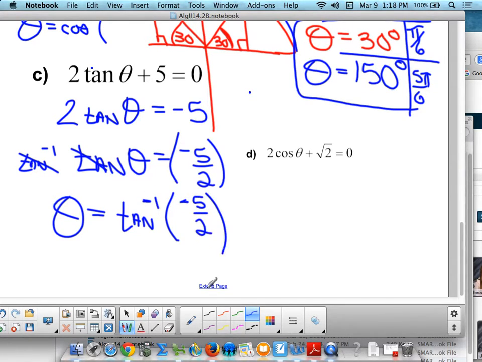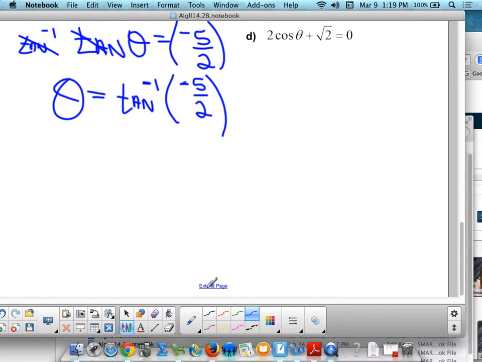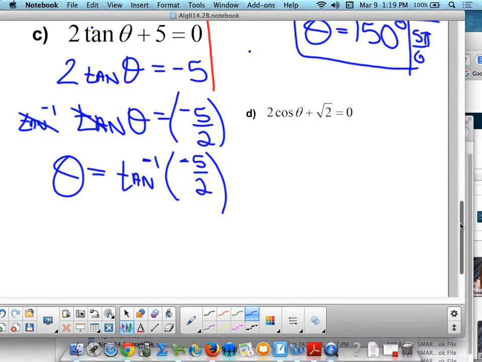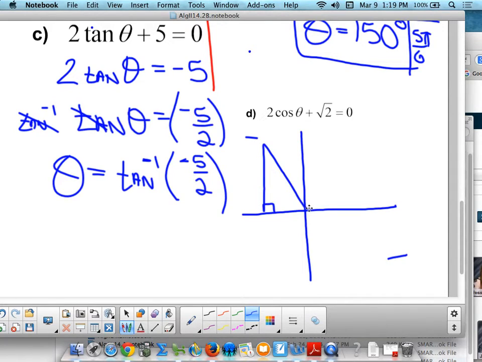-5/2, right? Okay, where is tangent going to have negative ratios? What quadrants? 2 and 4, negative here, negative here. Here's your triangle in this one. Here's your triangle in this one, right? Same reference, same reference. The question is, what's the calculator going to tell us?